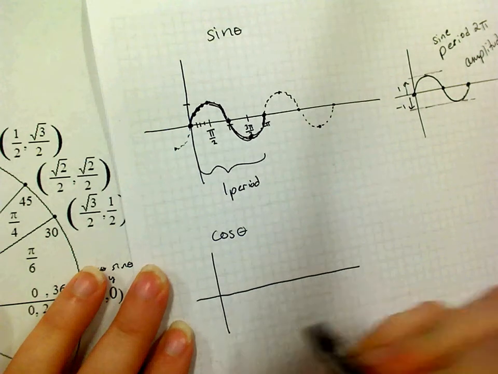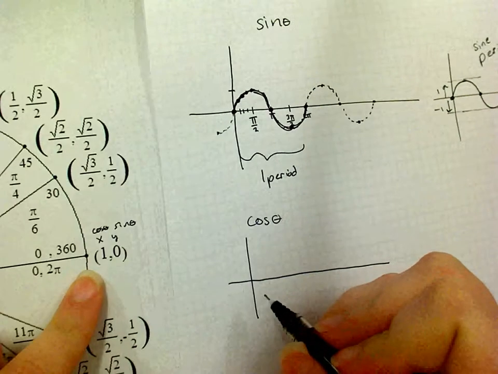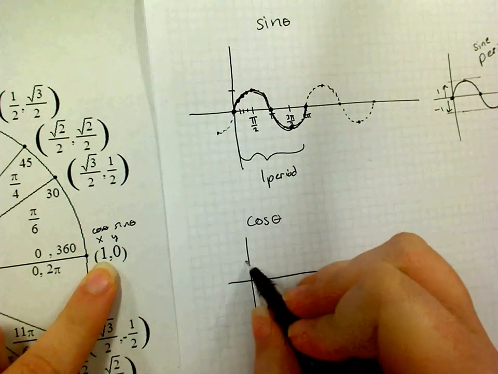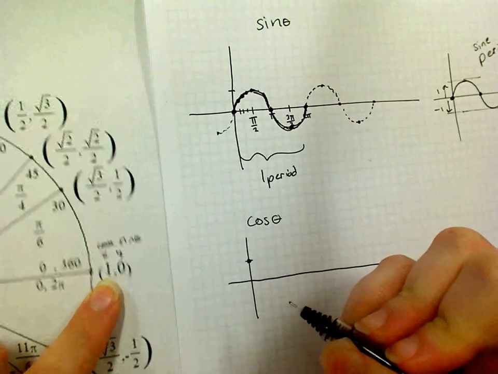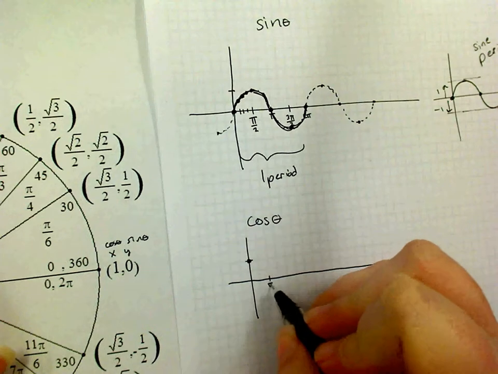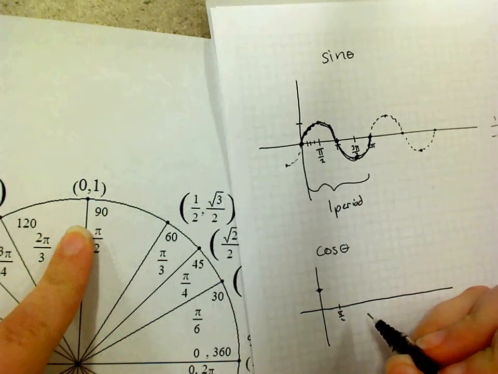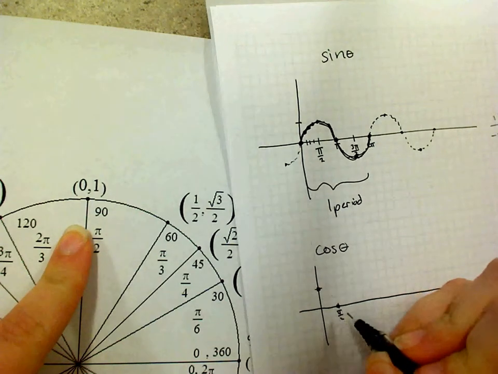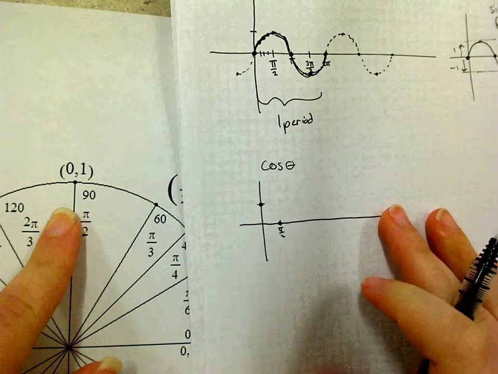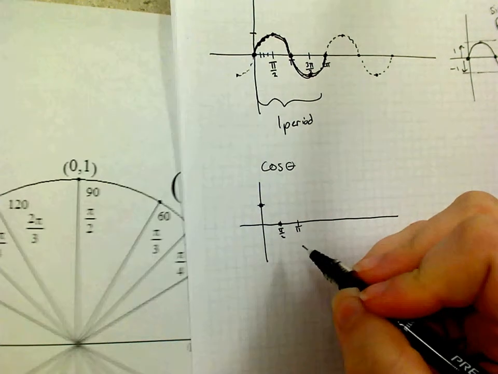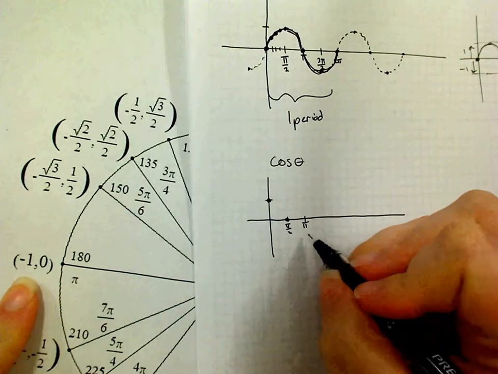Okay, so cosine at 0 radians is 1. So at 0, cosine is up here at 1. Then at pi over 2, cosine is 0, so I'm at the origin. And then at pi, cosine is at -1.